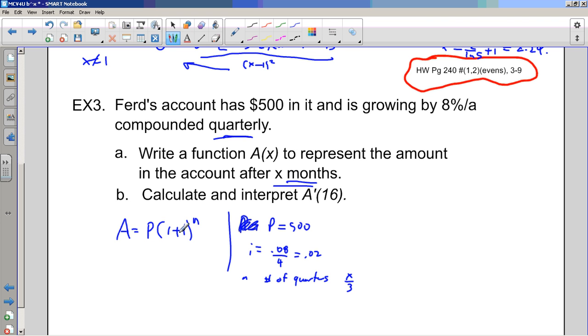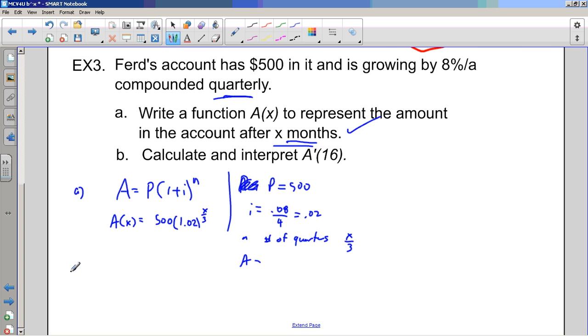And what else do we need to know here? And then A is our function, right? So we've got a function that models the amount in the account after x months. Lovely. And then it asks us to calculate the derivative and interpret it. No problem. Here we've got a function. Take the derivative.